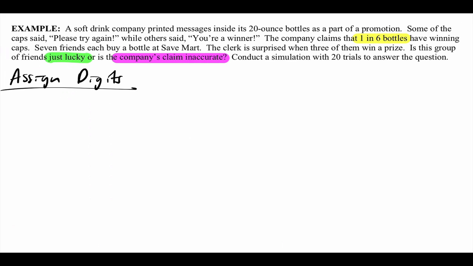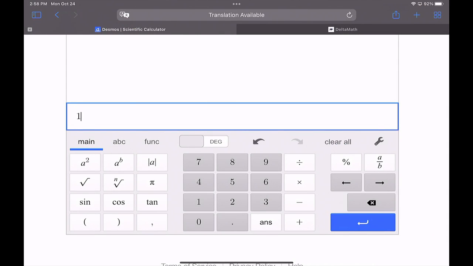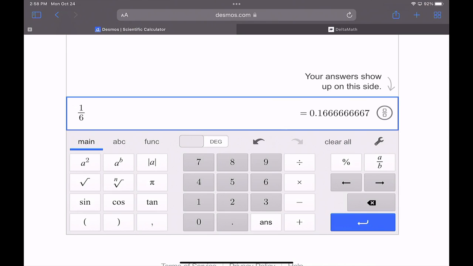Okay. So assigning digits. What probability do I need to recreate in my simulation? Since 1 in 6 is almost 17%... Oh, so you just divide them. Okay, let's try that. 1 divided by 6 is 0.1666666 repeating. But I can't round it, because if I round it, it's no longer the same percent. So you can't round it.